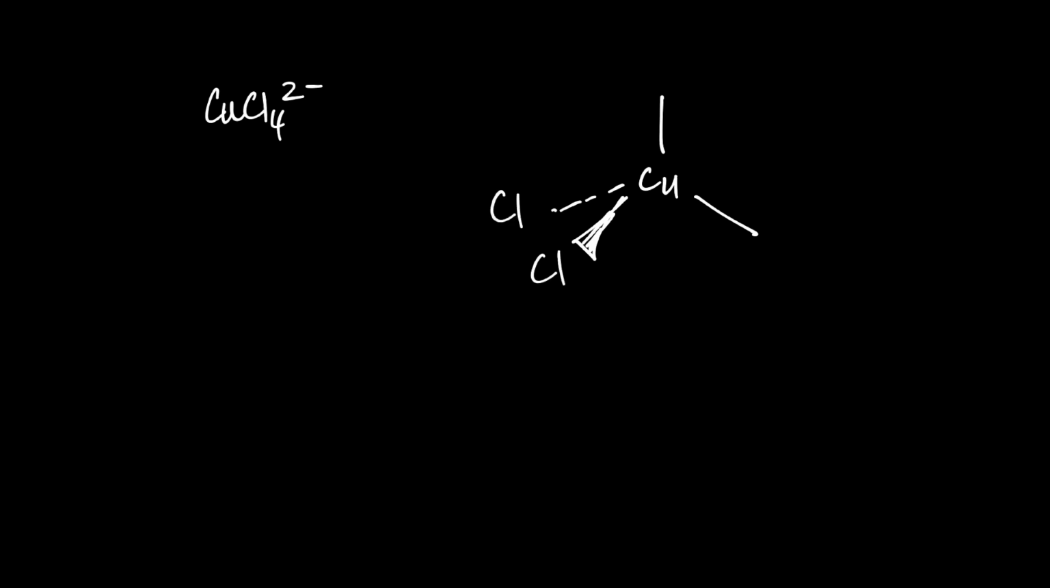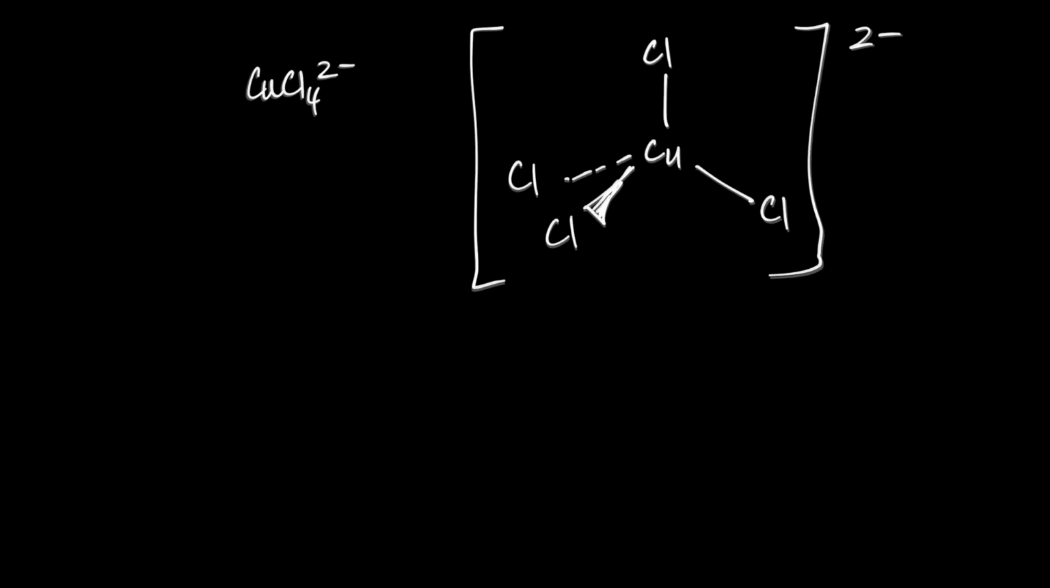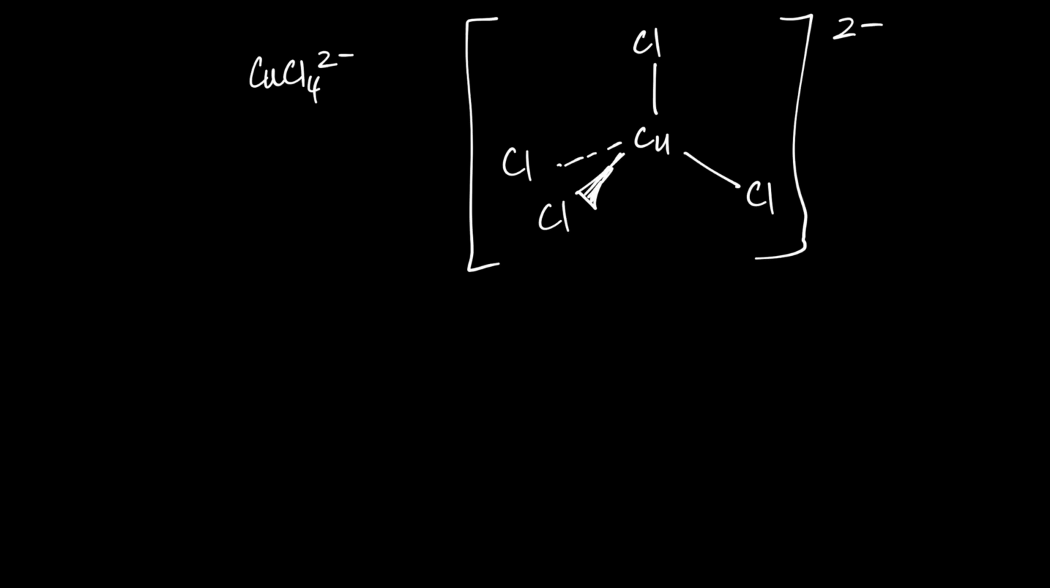But these are dative bonds. And since copper is 2+, and each of these chlorides is 1-, there are 4 minus ions and 2 plus. What is the net charge? 2 minus. Tetrahedral complex. There are some that are square planar. Platinum is a good example, and you'll have to learn it. Platinum with 4 chlorines. Now platinum 2+ with 4 chloride ions is PtCl4 2-.